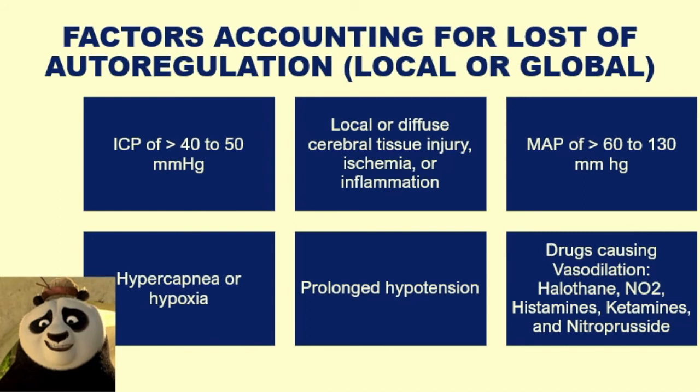Added to that, the drugs that cause vasodilation. In particular, you have halothane, nitrous oxide, histamine, ketamine, and nitroprusside. This can all lead to increased ICP and, again, the failure of your autoregulatory mechanism. Remember, halothane is used in anesthesia. Nitrous oxide is used in anesthesia. Histamines could also augment sedation, and so could ketamines. Nitroprusside is used as a cardiac medication. So once the vasodilation effects of these medications are exaggerated, it could also result in an increase in your intracranial pressure.